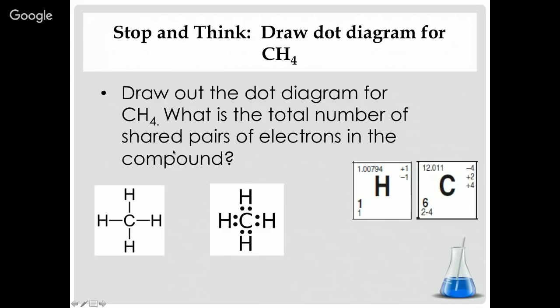Now the question says, what is the total number of shared pairs of electrons in the compound? Total number. So each line represents a bonded pair or a shared pair. So we have 1, 2, 3, 4. We have 4 shared pairs of electrons.